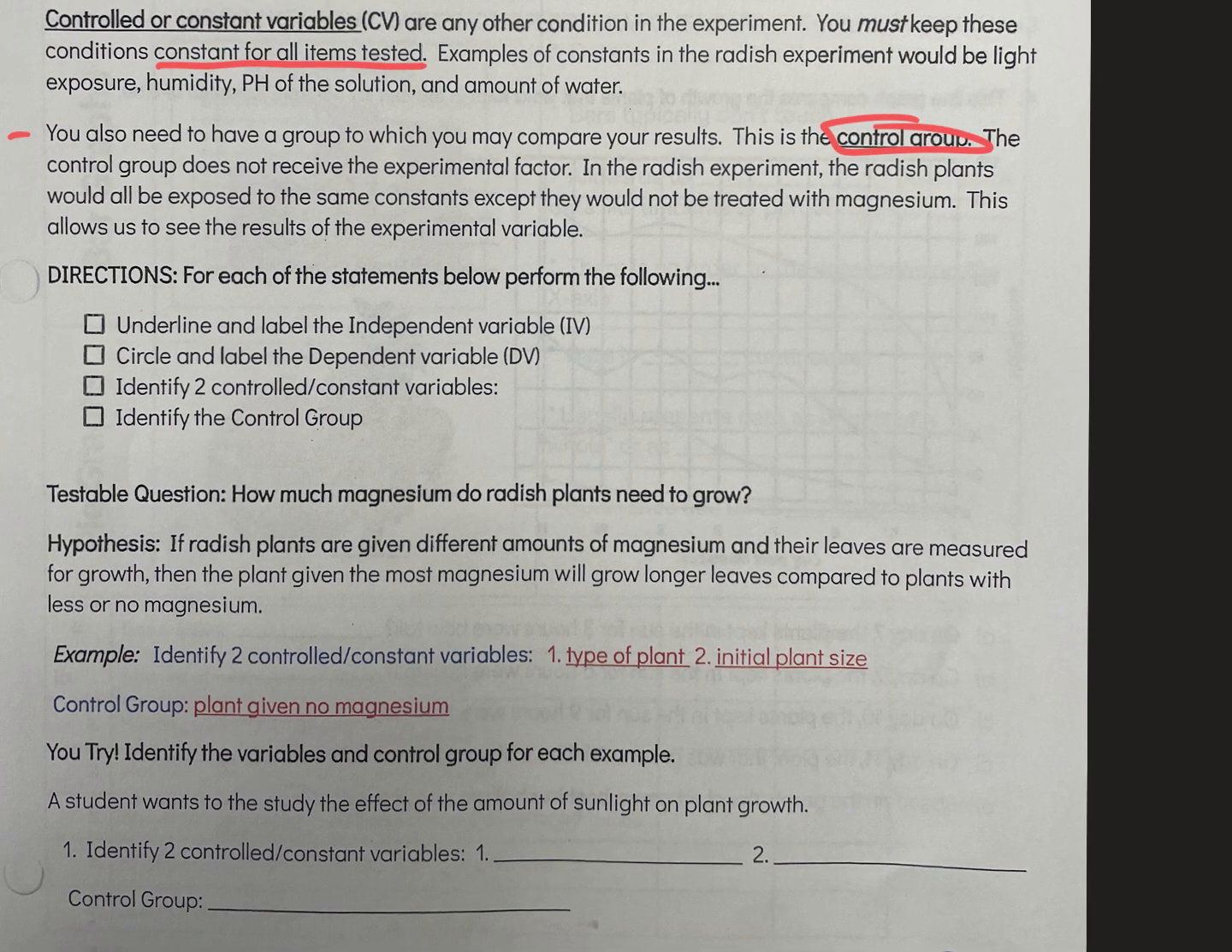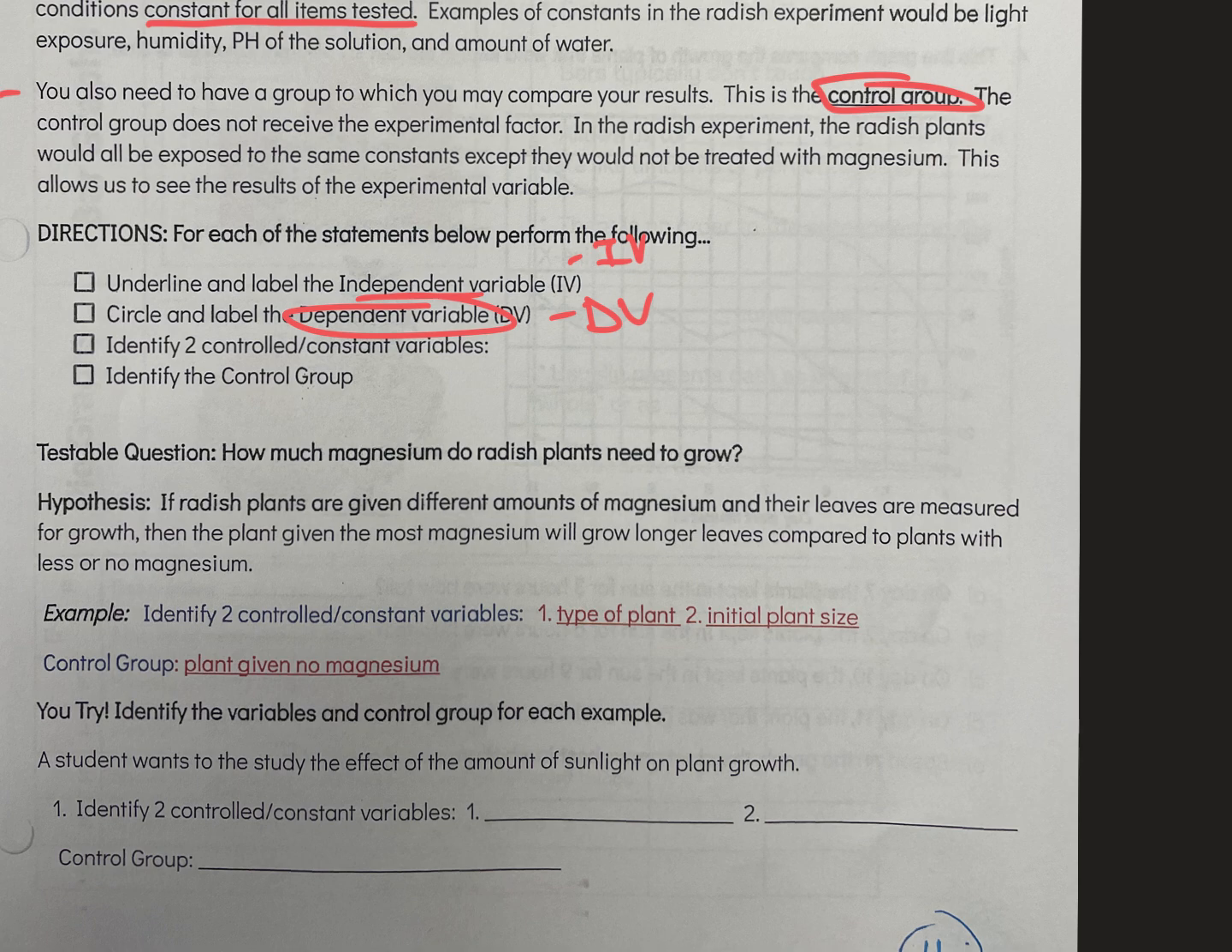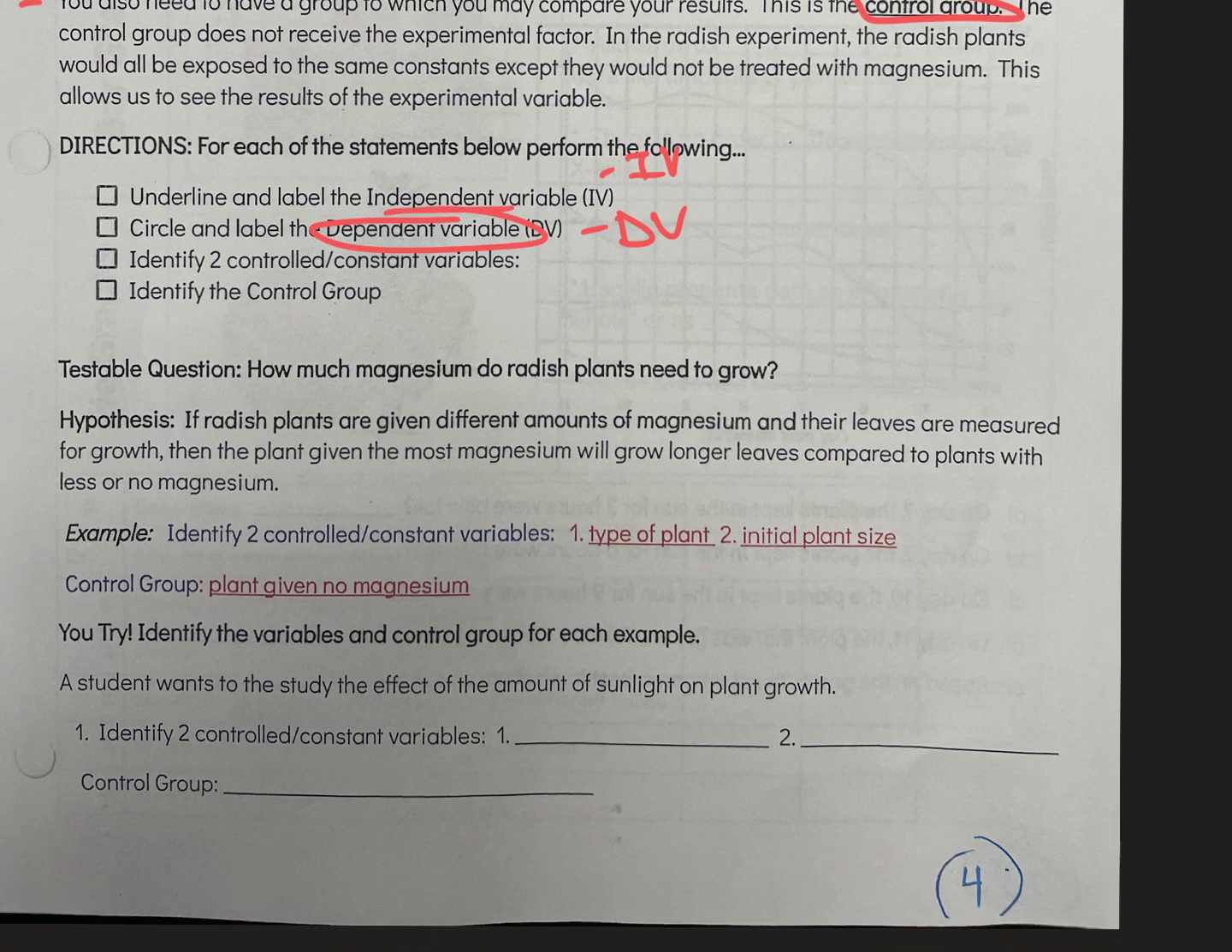Okay? And over here for our directions, it says underline and label the independent variable. So underline and then label it IV. Dependent variable, circle and label it DV. And identify two control variables and identify the control group. We'll get started. So how much magnesium do radish plants need to grow?